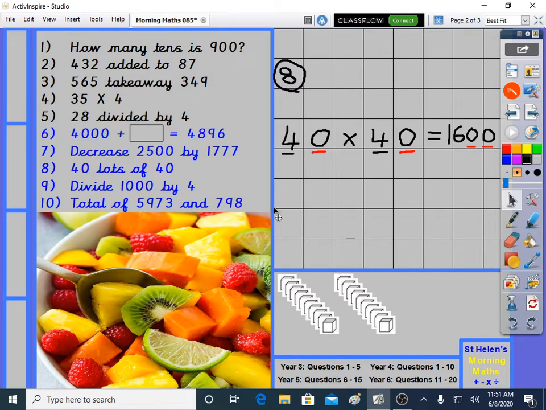Lots of, I didn't even mention, of course, but lots of does mean times, doesn't it? That's why I did times. 40 lots of 40 means you've got 40 times 40. You've got 40 and you've got it 40 times. Let's go on to question 9.